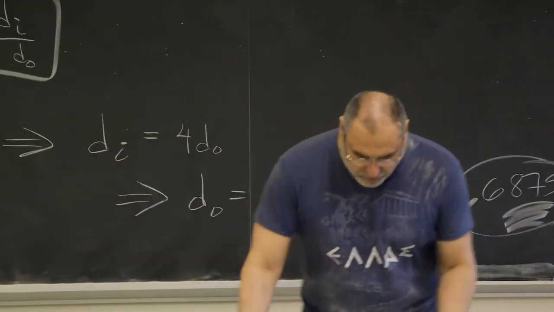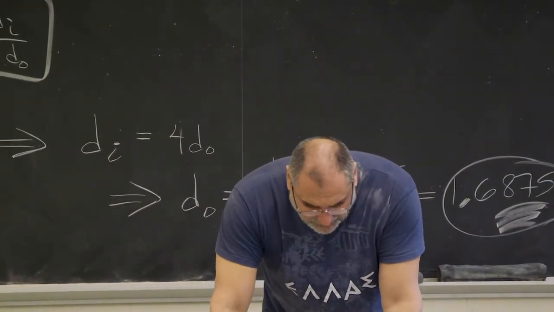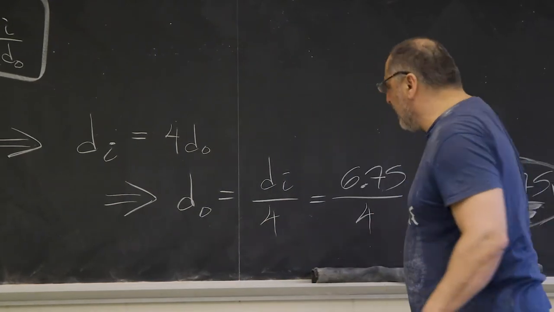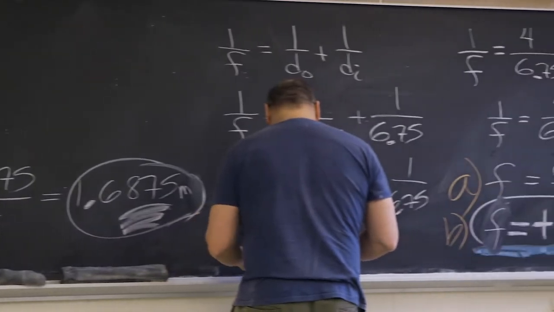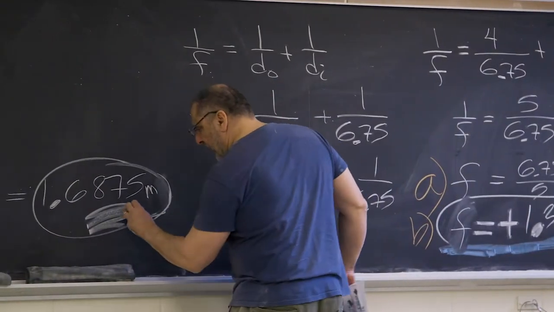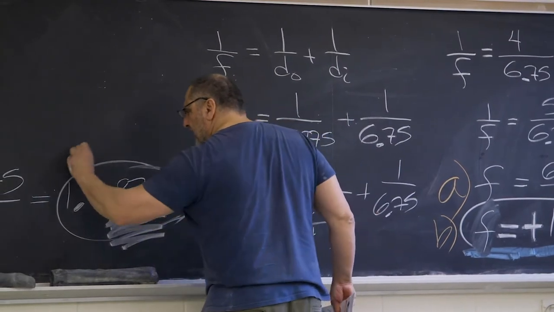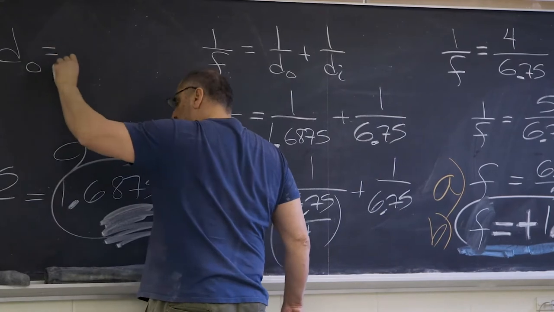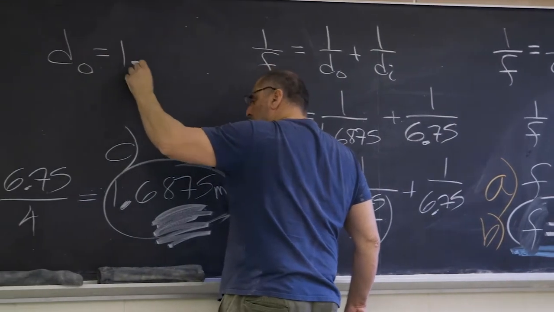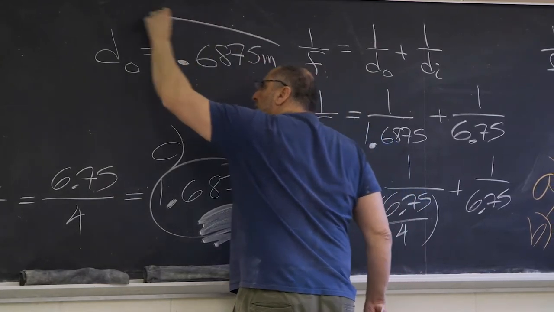See what else they're saying. Well, I guess we're answering every single question at once. What should the object distance be in this case? Answered that one right here as well. And this should not have been centimeters. I don't know where I put centimeters on there, but I did. It is meters, and that's going to be the object distance. The object distance is 1.6875 meters.